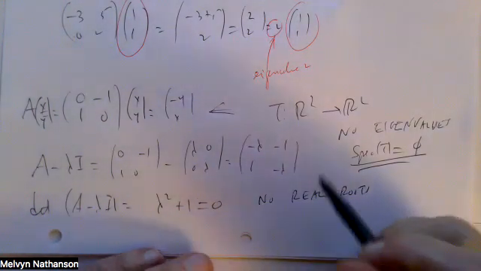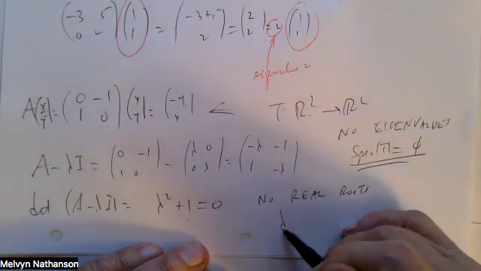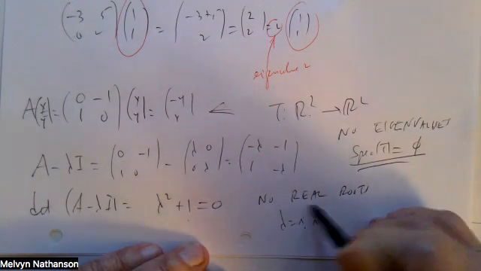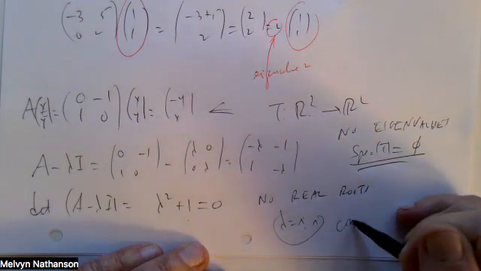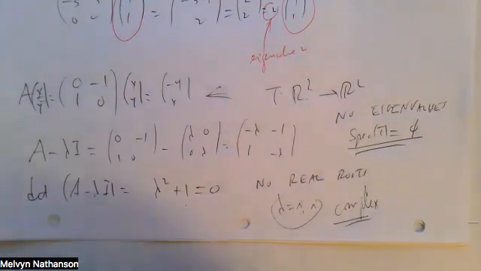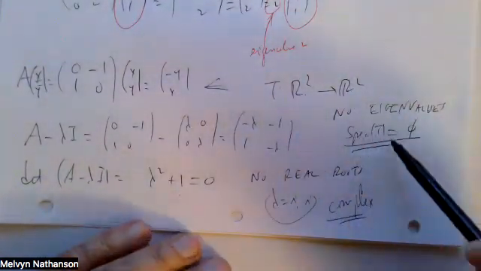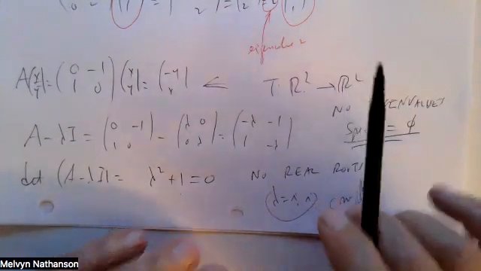Of course, if we were looking at a complex vector space, this would have eigenvalues lambda equals i and minus i. But if we're only looking at real eigenvalues, there are no real eigenvalues for this matrix, and the spectrum is the empty set. There is none.